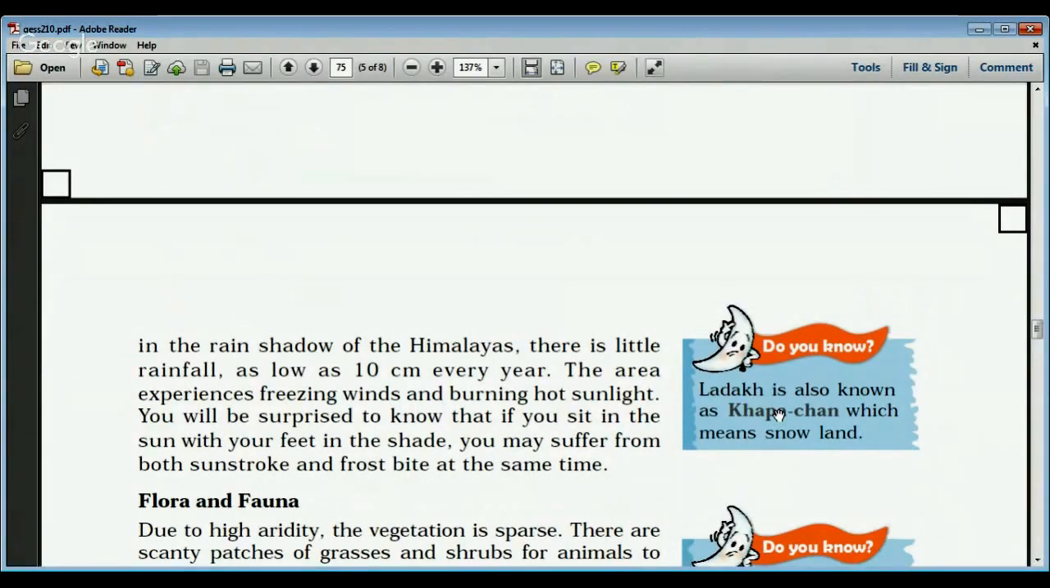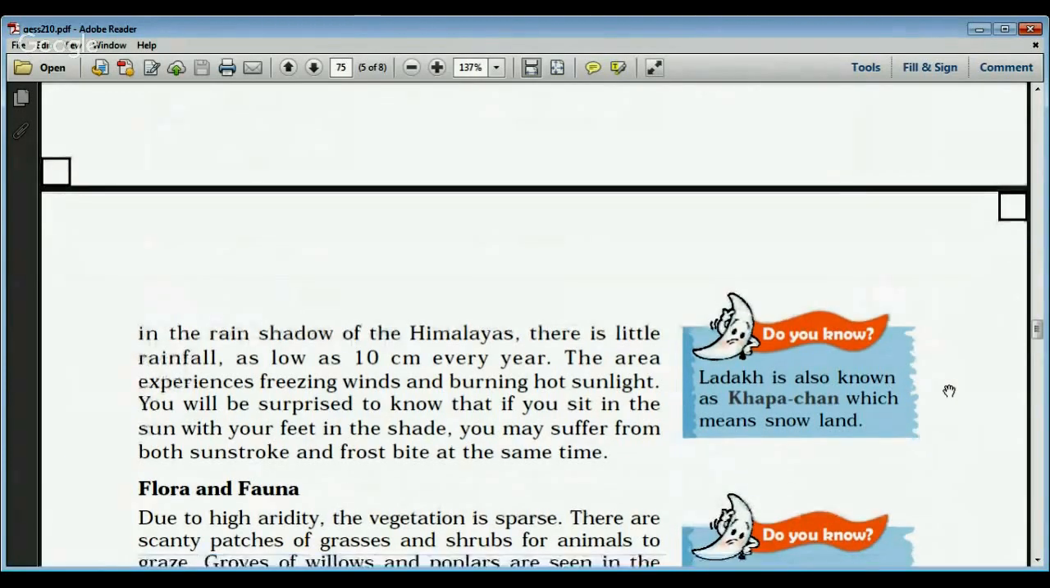And this is a very important fact that Ladakh is the only region where if you sit in the sun with your feet in the shade, you may suffer from both sunstroke and frostbite at the same time. So it might be asked in the exam which is the area where you can feel sunstroke and frostbite at the same time. So it is Ladakh actually. And Ladakh is also known as Khapachan, which means the snowland.